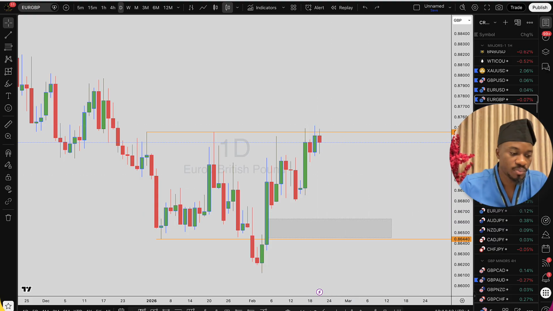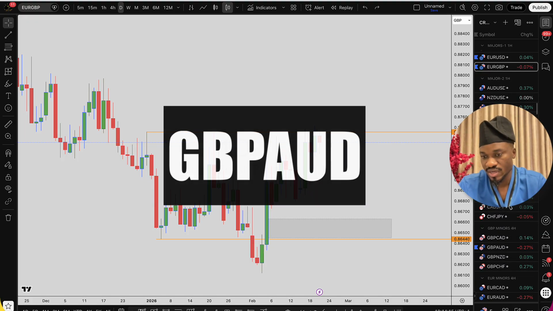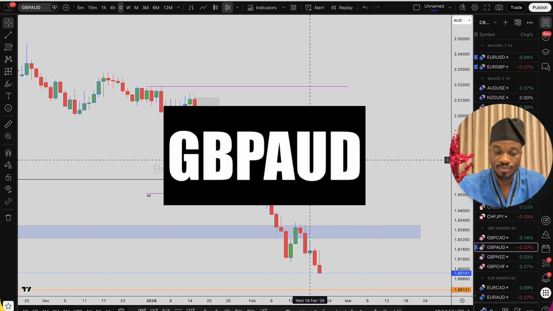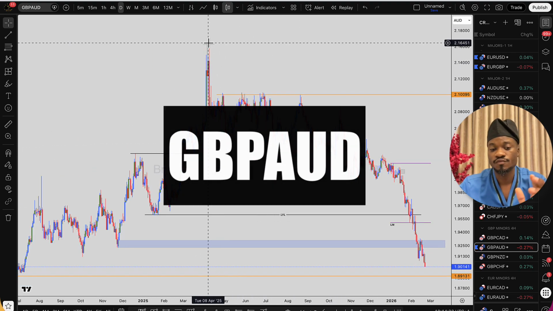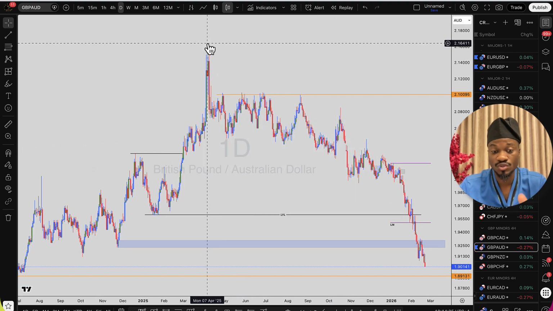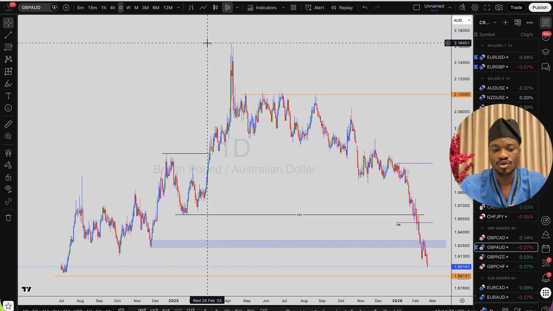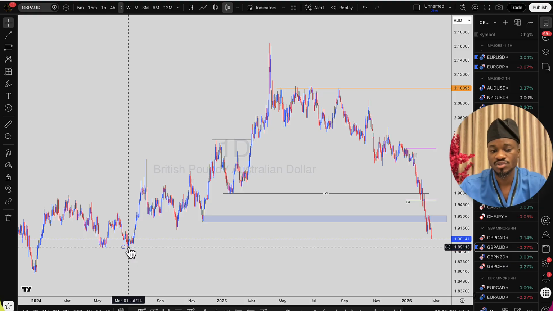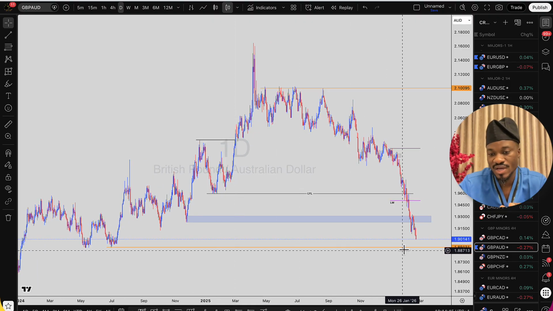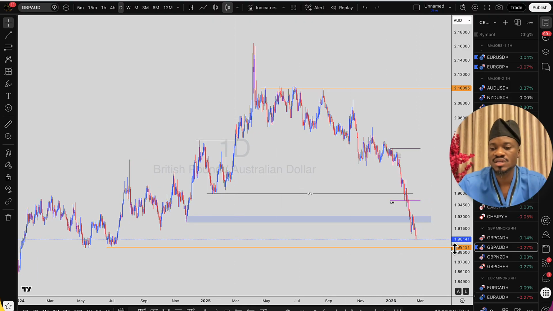Now the next currency pair on our list is the Great Britain pound sterling paired against the Australian dollar. Now this currency pair had been in a massive sell off right from the 7th of April 2025, and the origin of this bullish rally started from the low right there, which was the 1st of July 2024. So we have a multi-year key level structure right there, which is a long-term support or a major support structure right here.